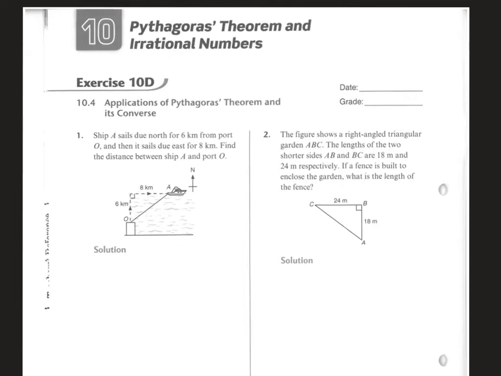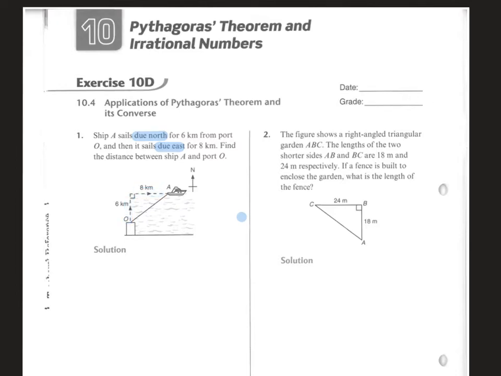For example, number 1 is a very easy question, but you have some wording here. It says due north. Due north means you are going north. And then you have due east, moving in the east direction. So in this case, north and east make up 90 degrees, as shown in the picture, right?